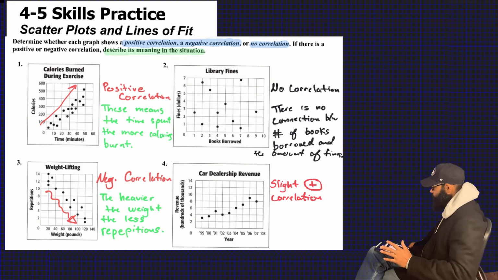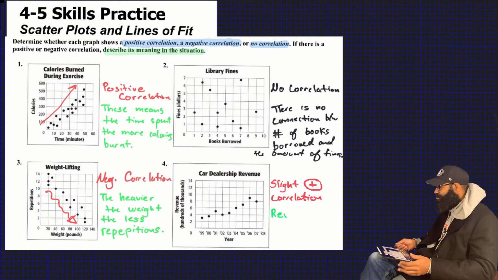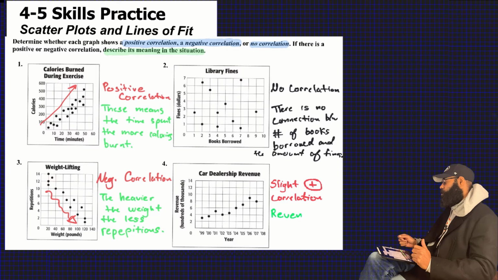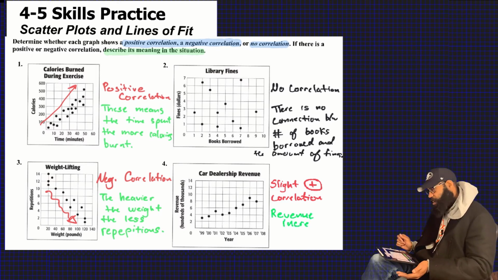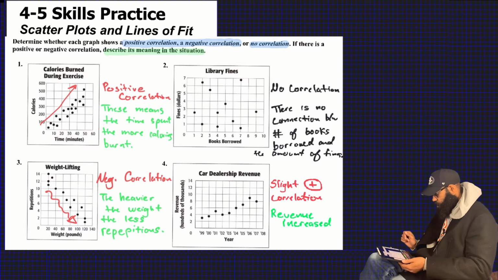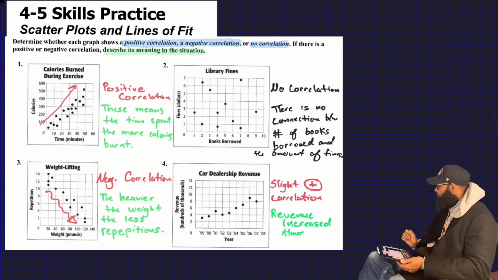Now, for the last one, I'm going to put a slight positive correlation. Would you agree? You see those outliers though? The ones that are kind of off to the side, they're like, hold up, that kind of makes it look like it's not. But if you look very closely at it, it goes from 99 to 2000 to 2001. So it seems like every single year it's going up though, right? It's only like 1 year where it went up, then it went down, or maybe 2 years, right?